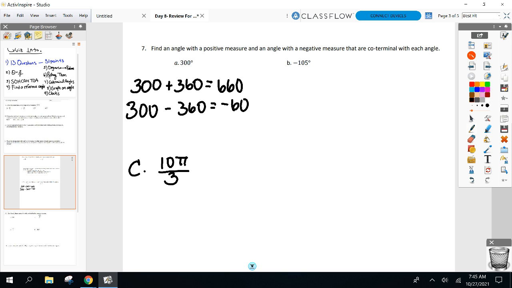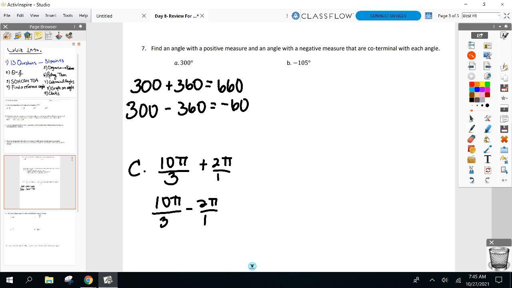Okay, so you have your choice. We have choices now, which is great. You can turn this into degrees and do what we did up here. Or instead of adding and subtracting 360, what's the equivalent in radians for 360? 2 pi. So whatever you're comfortable with. You could add 2 pi, but be careful with unlike denominators, right? And subtract 2 pi until you get a negative answer.